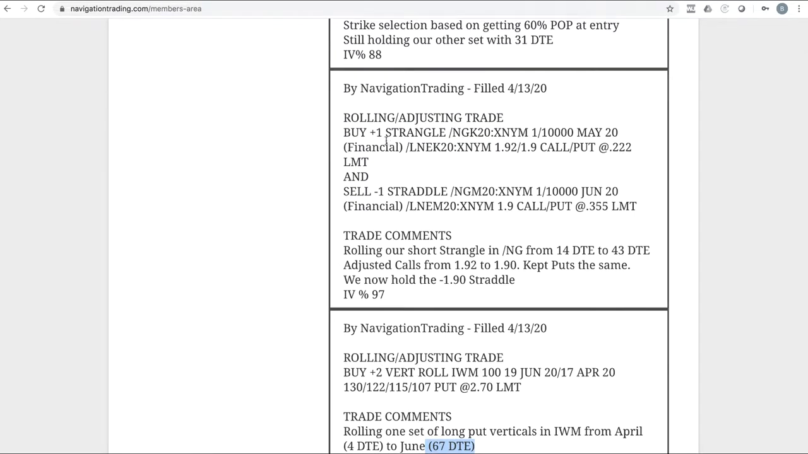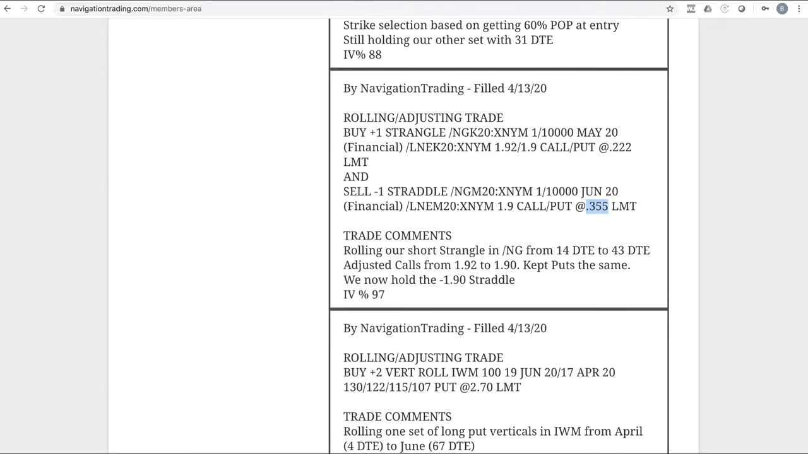Next trade, rolling adjusting trade in NG, so in Natty Gas, we had a short strangle. We rolled this, we adjusted our calls from 192 to 190, had a conversation in the community about this. Why did we roll those calls that way, kept the puts the same. The only reason really was because there was no 1.92 strike out in the 43-day cycle. So we just had to take the closest thing to it, still did it for an overall credit. You can see we bought this one back for that and sold for that, the net credit. So that's what we're looking for when we roll strangles.